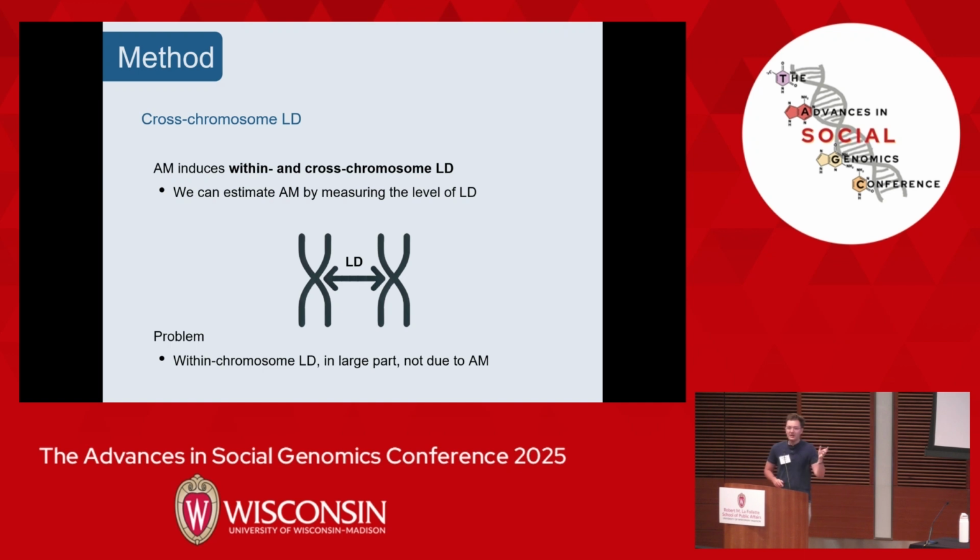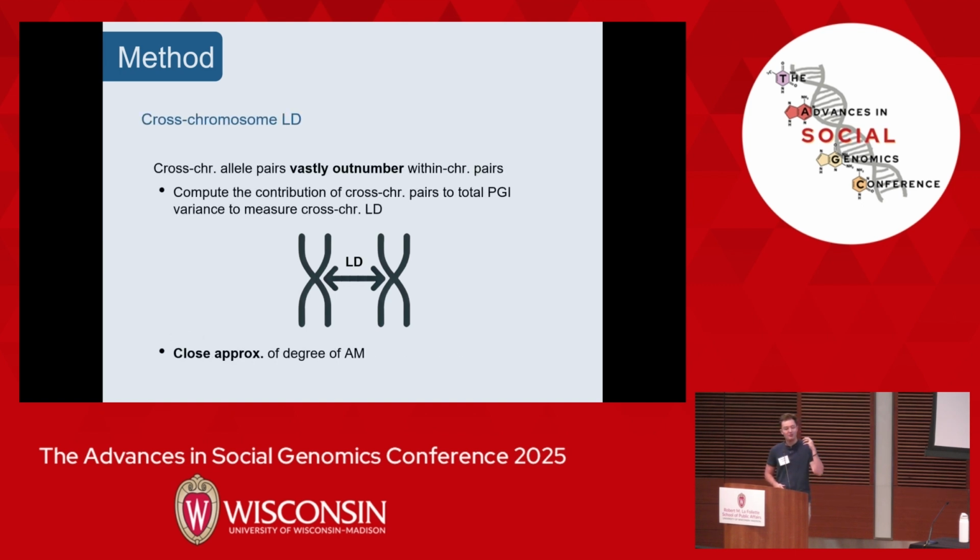So assortative mating will introduce both within and cross-chromosome linkage disequilibrium, or what we call LD. And we can estimate assortative mating by measuring the level of LD at a very high level. However, within chromosome LD, in large part, is not due to assortative mating. However, cross-chromosome linkage disequilibrium does not face that same challenge, and cross-chromosome allele pairs actually vastly outnumber within chromosome pairs.